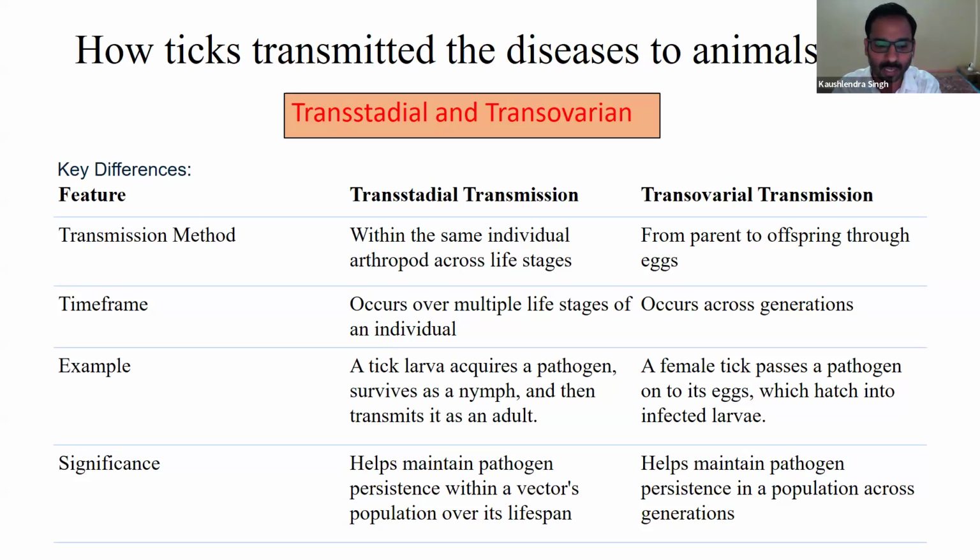Coming to the transovarian transmission, it is transmission from one generation to the next generation, for example, from the parents to the offspring through the egg. The significance of transovarian transmission is that it helps to maintain pathogen persistence in the population across generations.